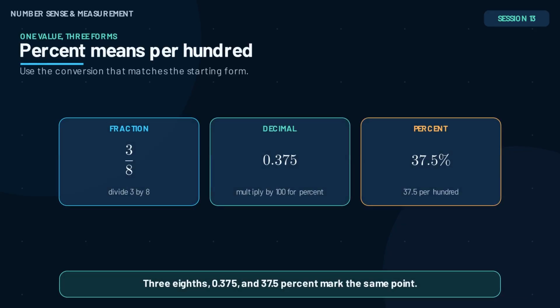A fraction becomes a decimal through division. 3 divided by 8 is 0.375. A decimal becomes a percent by multiplying by 100, giving 37.5%. The percent symbol means per hundred. All three forms locate the same value between 0 and 1.